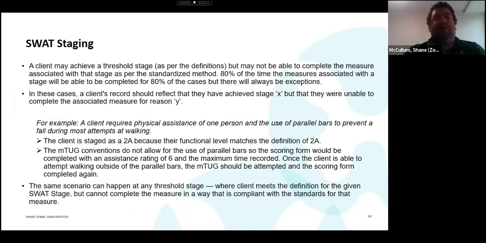And then once the client is able to attempt walking outside of the parallel bars, it would be a good time to complete the modified TUG in order to get a score. It may not match up with when they met the threshold, but that's okay. And that same scenario can happen at any threshold where they meet the definition for the given stage, but can't complete the measure in a way that is compliant with the standards for that measure.